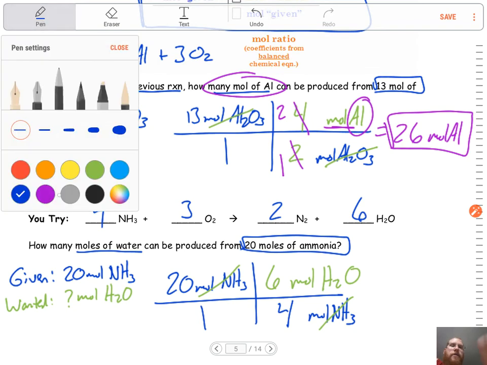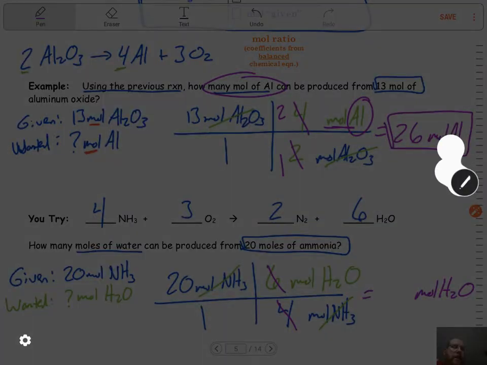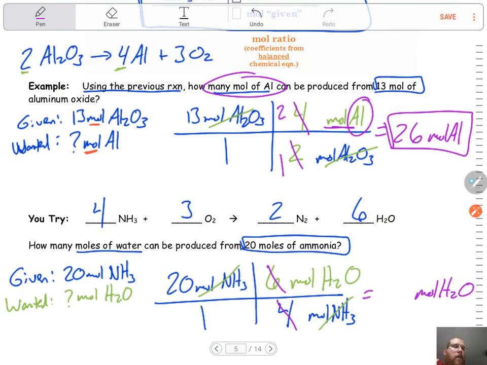So now I can go through and do the math because I know that what I want to get to in the end is moles of H2O. So I can do some simplifying here. I can divide both of these by 2. I can say this is going to be 3, this is going to be 2. I can do some more simplifying if I want to. I can divide 2 and 20. So really, it's just 10 times 3. You should end up with 30 moles of H2O.